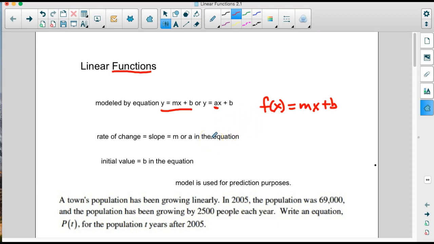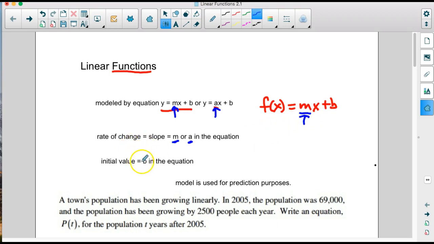Now, in this function or equation, the rate of change or the slope is this m value. So the m value or a value here, this value right here is your slope in the function. You can identify it by it's next to the variable. Okay, the variable itself, whatever variable you use, it's going to be next to that.